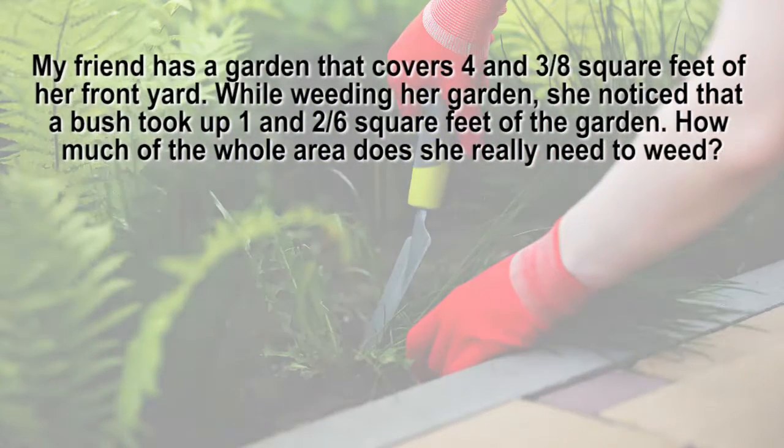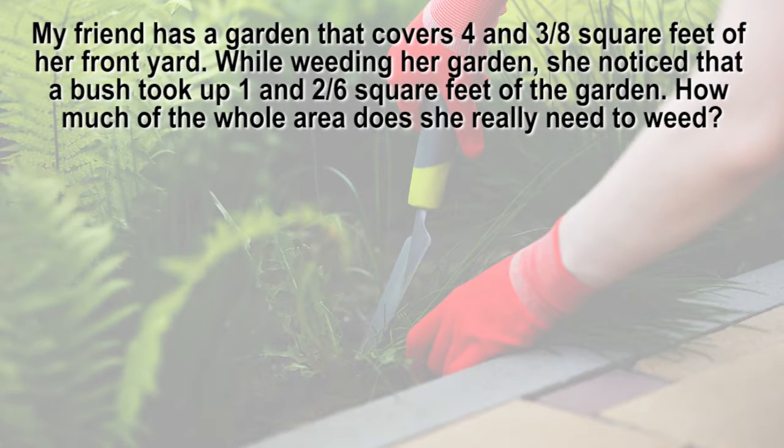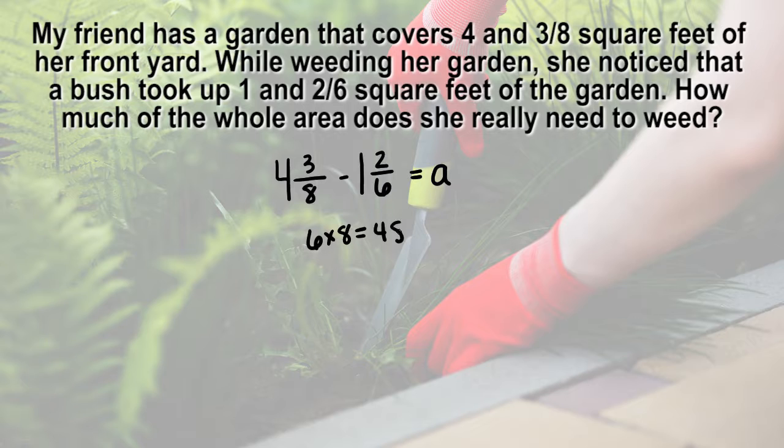Let's solve this problem numerically. The equation to represent this problem would be the 4 3/8 square feet minus the 1 2/6 square feet equals A, the amount of the garden needing to be weeded. The denominators 6 and 8 are not the same. To begin, let's start by finding a common denominator. This time, let's use the strategy of multiplying the denominators together to find a common denominator. 6 times 8 equals 48. 48 will be our common denominator.